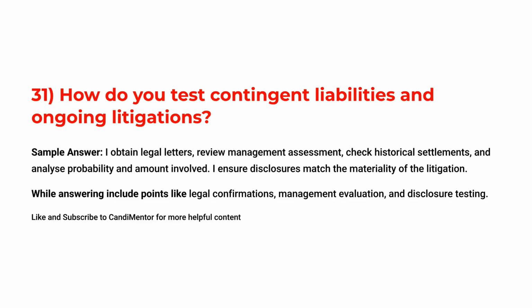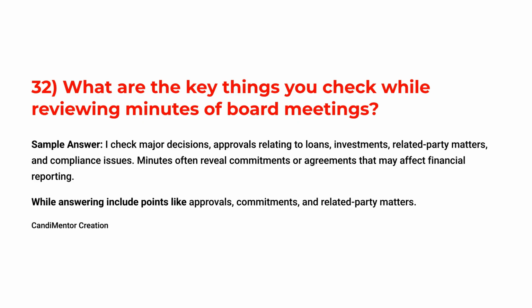Sample answer. I obtain legal letters, review management assessment, check historical settlements, and analyze probability and amount involved. I ensure disclosures match the materiality of the litigation. While answering include points like legal confirmations, management evaluation, and disclosure testing. What are the key things you check while reviewing minutes of board meetings?